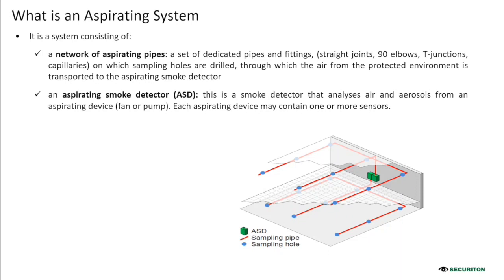The smoke detector is inside the box and analyzes the air and aerosol from the aspirating device. So there is a fan or a pump inside. Each aspirating device may contain one or more sensors. What you can see in the picture here, we have two detectors because we cover the ambience on the ceiling in one area, and the second one is used to cover another area on the fourth floor.